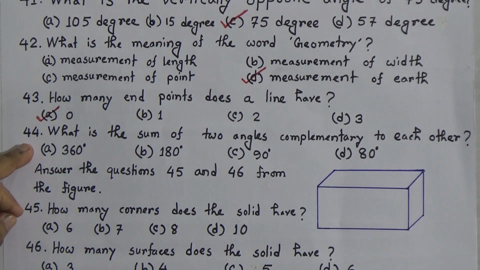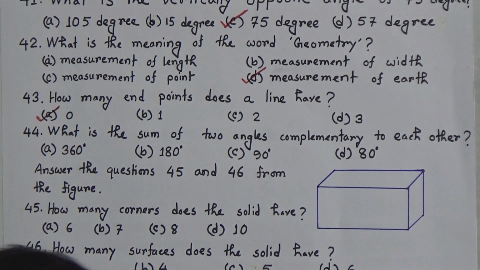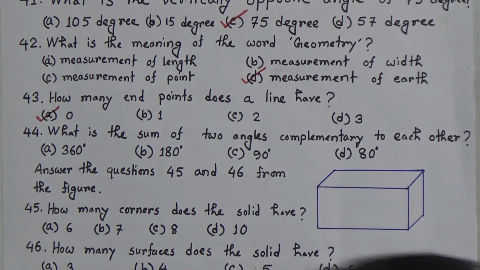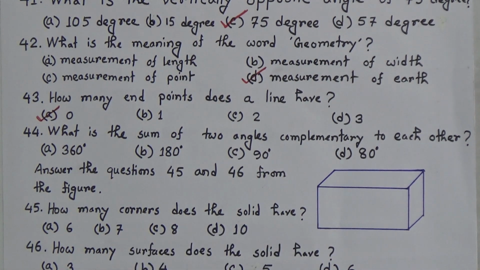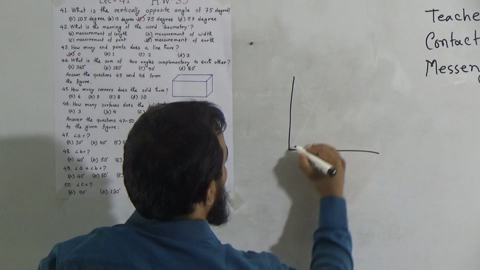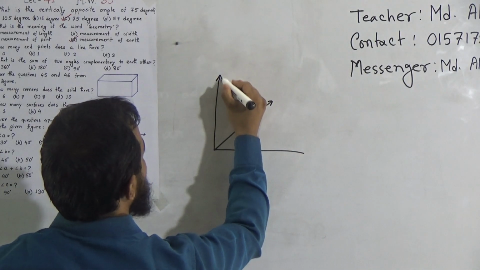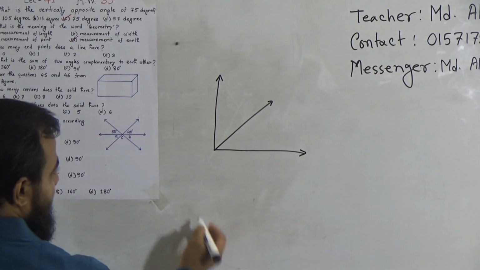Question number 44 is, what is the sum of two angles complementary to each other? We know from the definition, the definition of complementary angles is what? When the sum of two angles is one right angle or 90 degree.